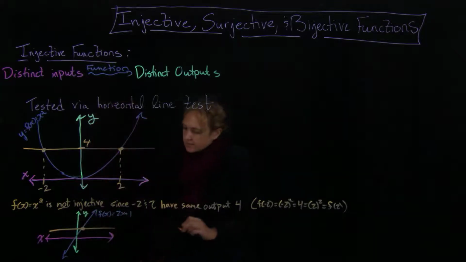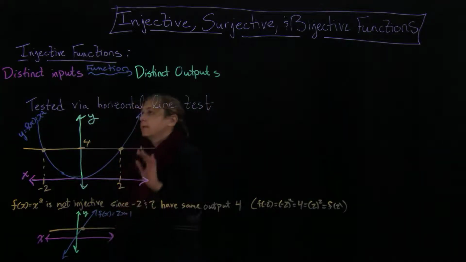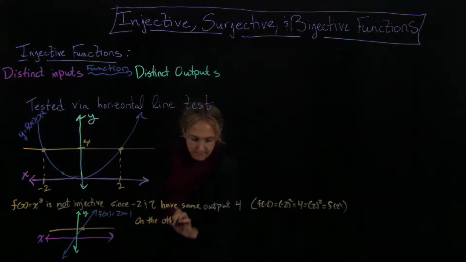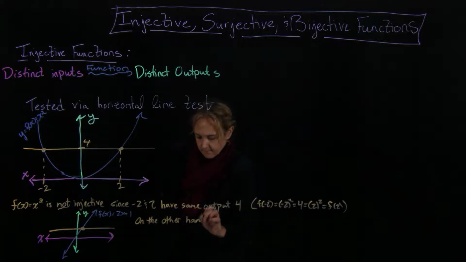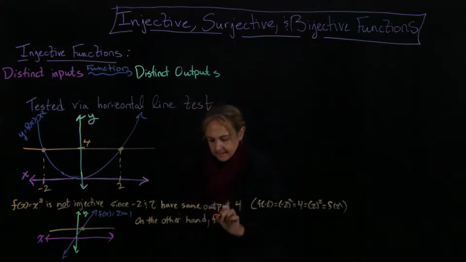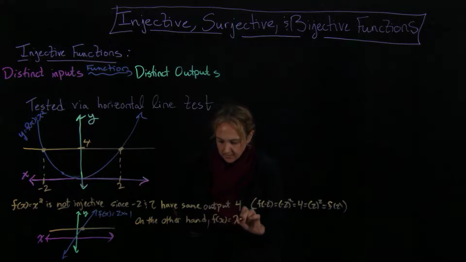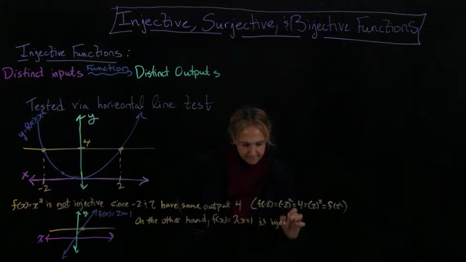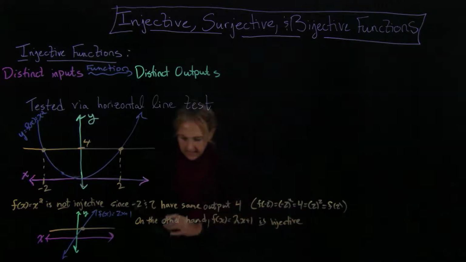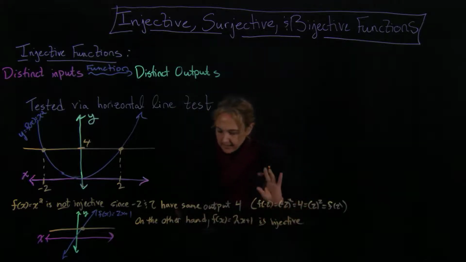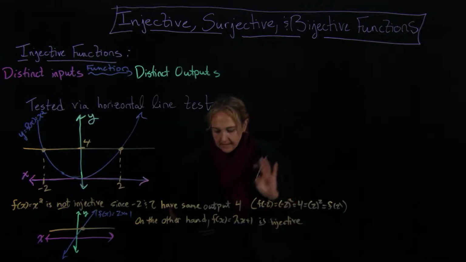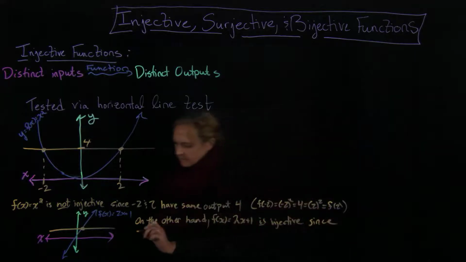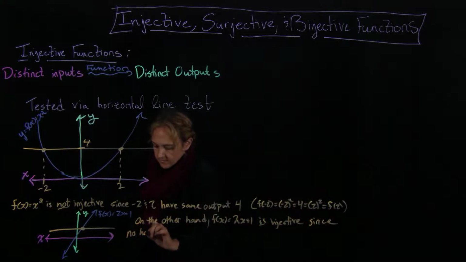Okay, so on the other hand, f of x equals 2x plus 1 is injective because no horizontal line hits the graph twice.